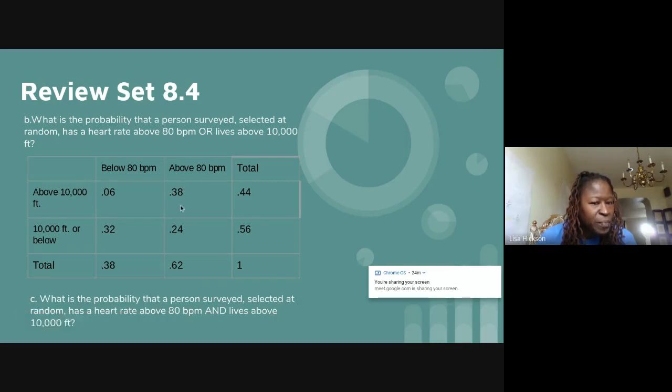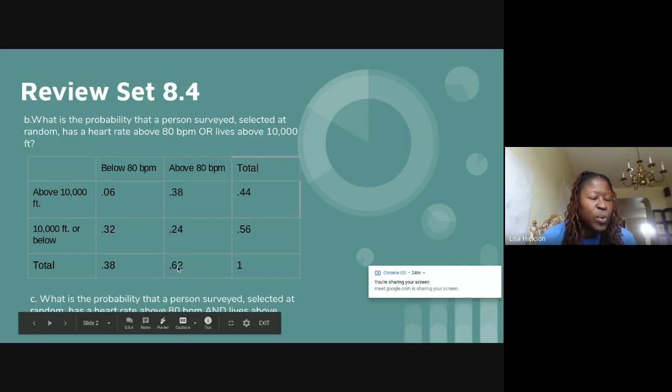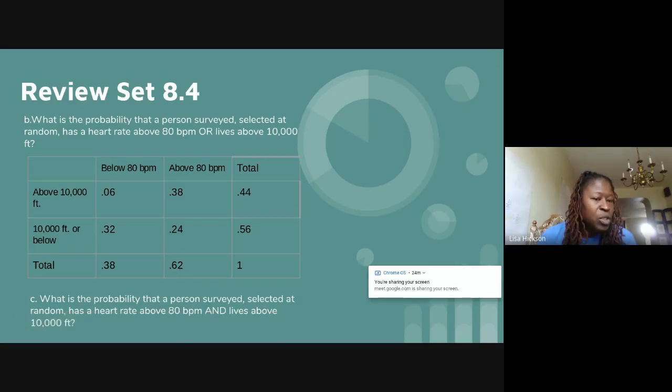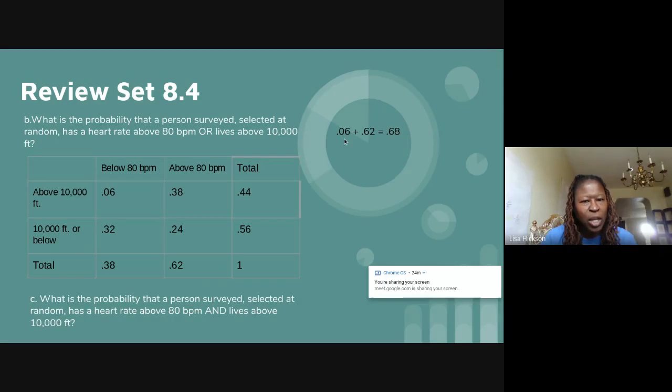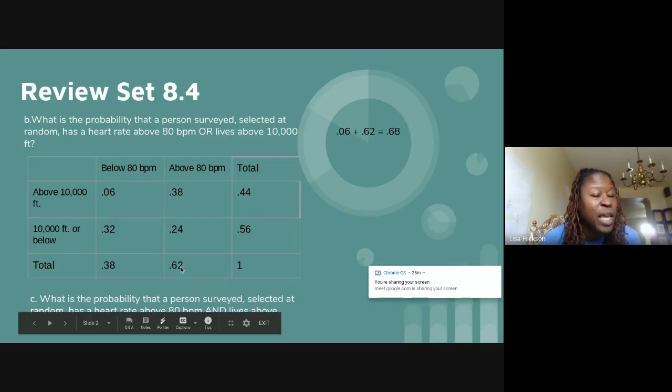This 38% is counted in this 62%. So we can't count it twice. So what portion are we missing? The 0.6. All day, yes. So for the first one, you have the 0.6 because these people still live above 10,000 feet. And again, you were on the right train of thought. Yes, we are using this row, but this 38%, we already counted in the 62%, so we can't count it twice. So this is all of the people whose heart rate is above 80 beats per minute.